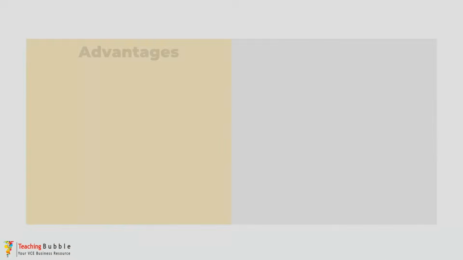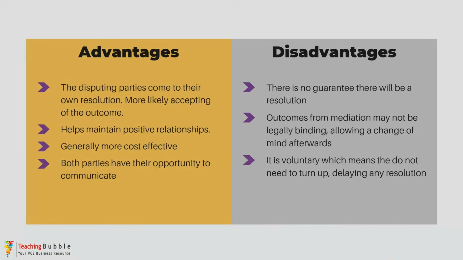And one of the advantages of mediation is that the disputing parties are coming to their own resolution and therefore they're more likely to be accepting of the outcome. And it can also help maintain positive relationships because both sides are being heard and reaching their own agreement. And mediation is often cheaper than other forms of dispute resolution, such as arbitration, which we'll get to in a second. And the great benefit is that both parties have the opportunity to communicate without the other party constantly talking over them because the mediator is helping facilitate those conversations.